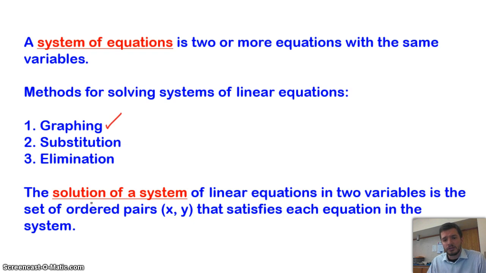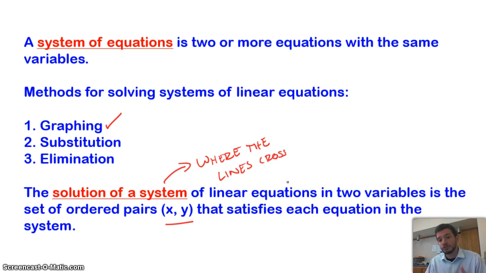And the last thing is that the solution of a system is an ordered pair. You have to write it as an ordered pair because the solution is telling us where they cross, where the lines cross. It doesn't have to be lines, but where the equations cross. It has to satisfy each equation. So in order to check your answer, you plug it back in to make sure it works.